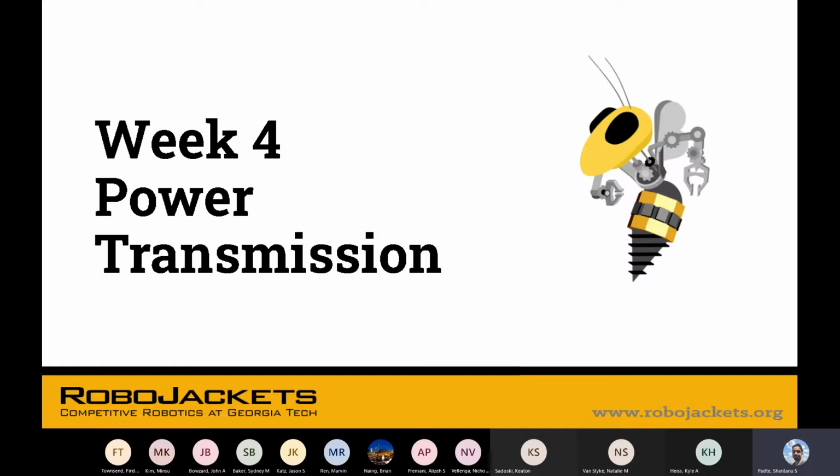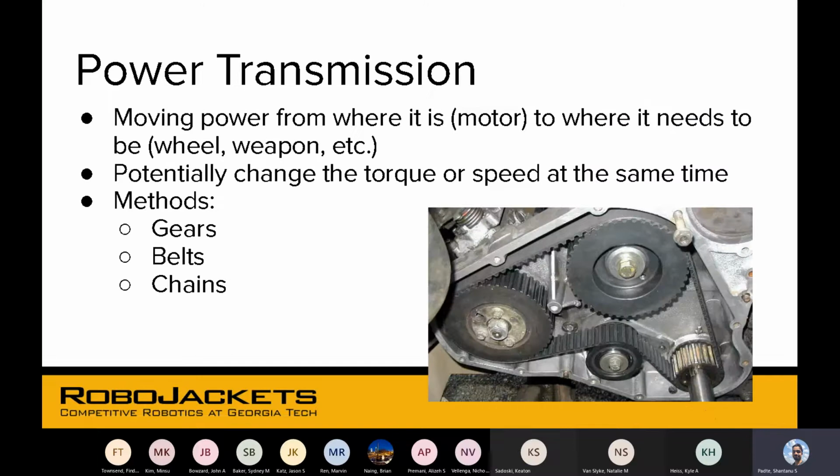We'll be looking at power transmission this week. Power transmission is basically moving power from where it is, the motor, to where it needs to be, a wheel or weapon or whatever you're trying to move. We can change the torque or the speed at the same time, and we're going to look at 3 different methods: gears, belts, and chains.